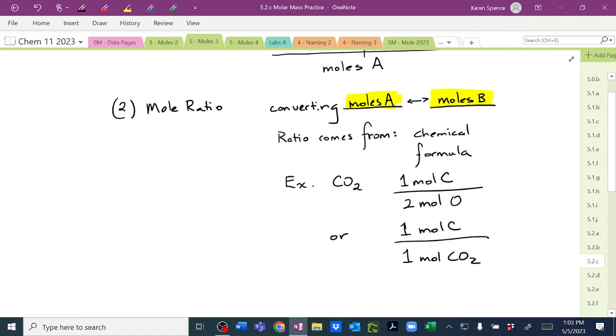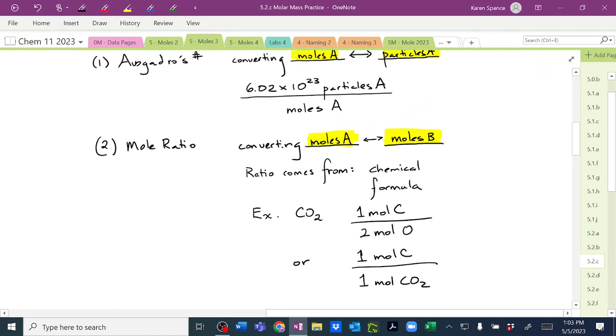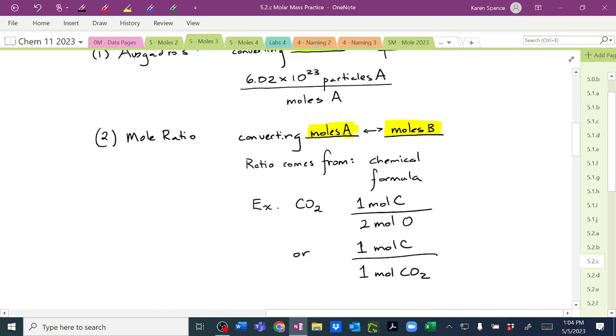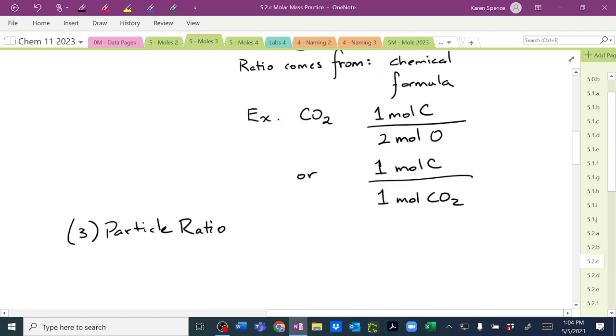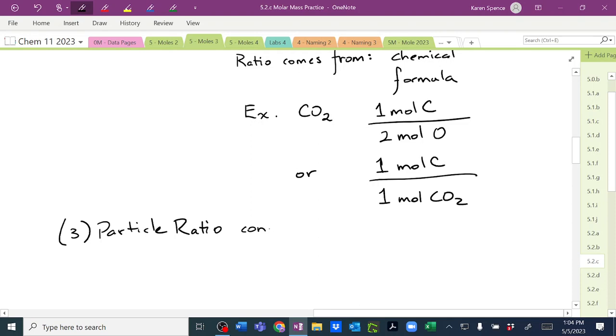So we have Avogadro's number, we have the mole ratio, we have the particle ratio. Yes. And what is the particle ratio good for converting?